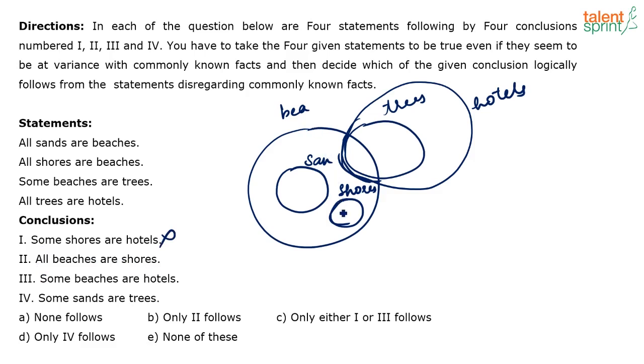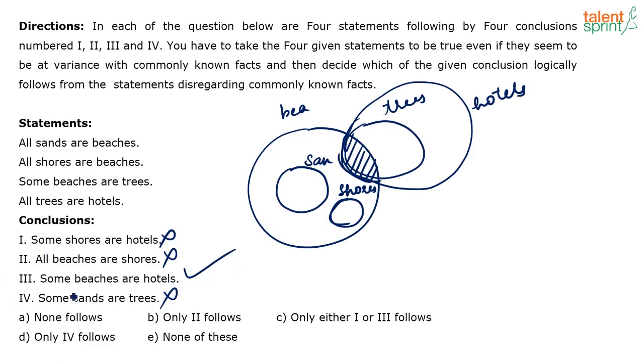All beaches are shores. No, you only know that some beaches are shores. Some beaches are hotels. Yes, definitely some beaches are hotels, correct? There is an intersection here clearly between beaches and hotels. So this follows. Some sands are trees. Again, not a definite conclusion. So does not follow.